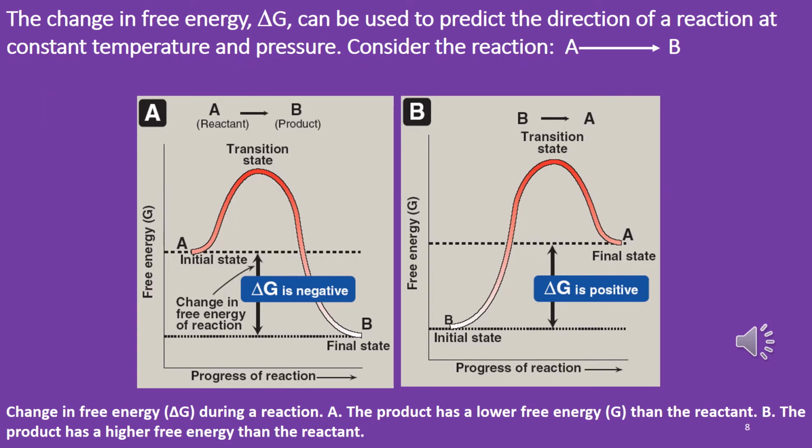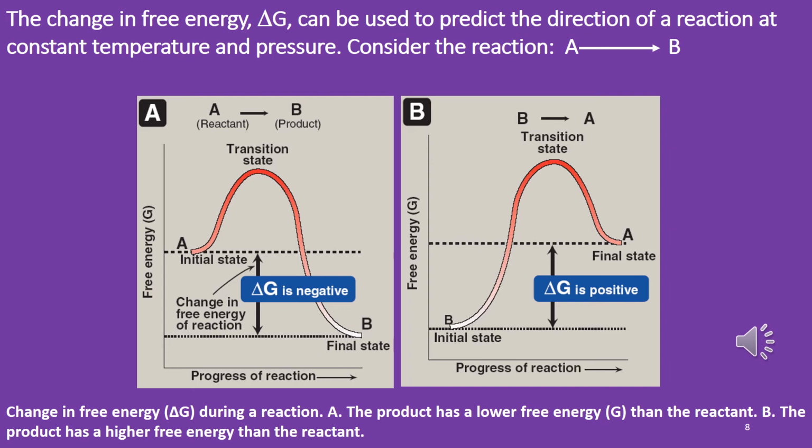The change in free energy, or delta G, can be positive or negative, and it can be used to predict the direction of a reaction at a constant temperature and pressure, as I told you earlier. Now consider the reaction in this figure, in which reactant A is changing into the product B. Look at figure A. If there is a net loss of energy and the reaction goes spontaneously, which means A is converted into B spontaneously, the reaction is said to be exergonic, and delta G, or change in free energy, will be a negative number.